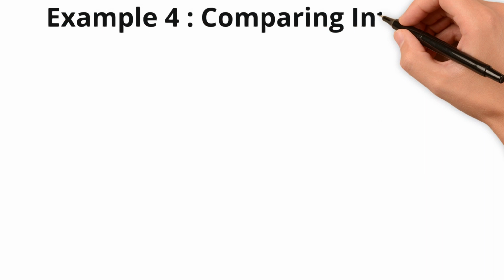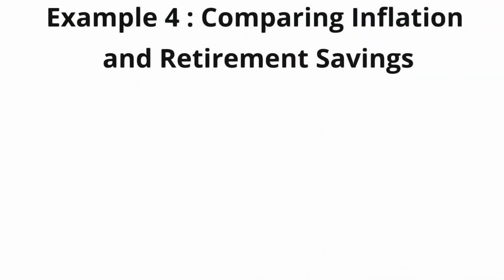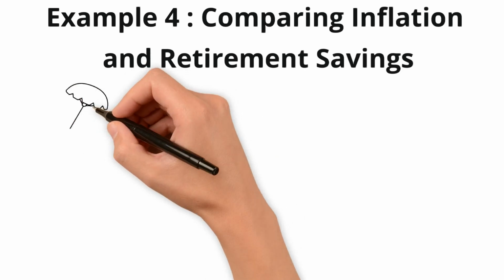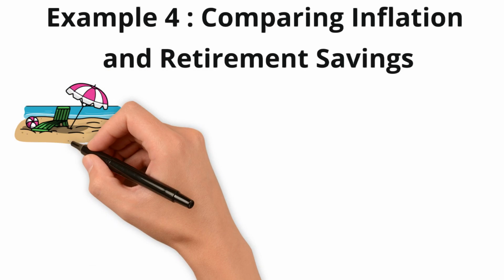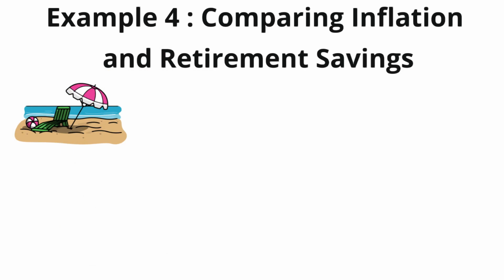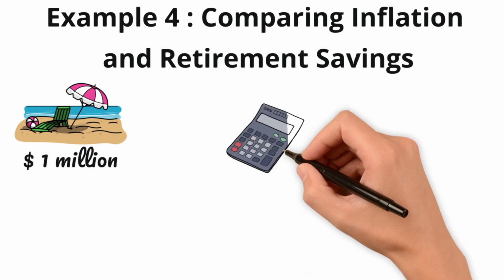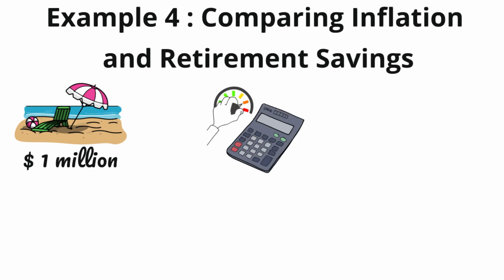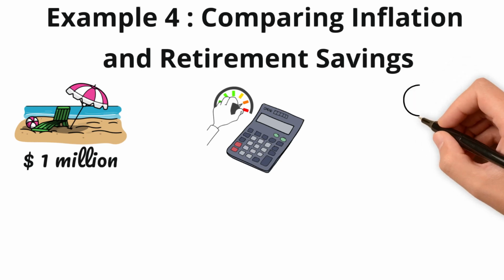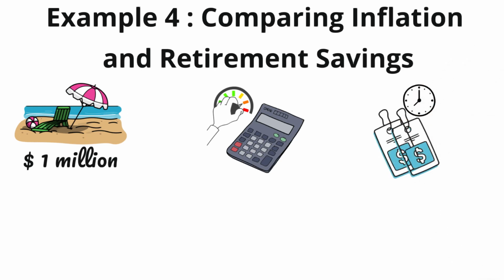Example 4, comparing inflation and retirement savings. Now, let's employ the rule of 72 to see the impact of inflation on the money needed for retirement. Imagine you determine that you'll need $1 million to retire comfortably in today's dollars. However, if you don't account for inflation, that $1 million won't stretch as far in the future due to rising costs. The rule of 72 can be a valuable tool here too, where you can use it to estimate how long it will take for your expenses to double due to inflation.